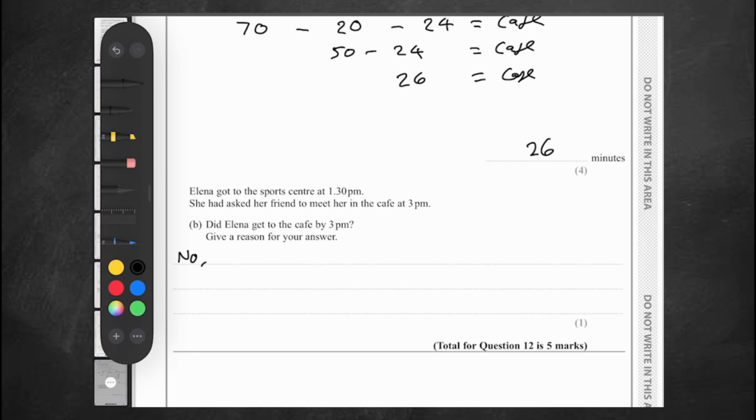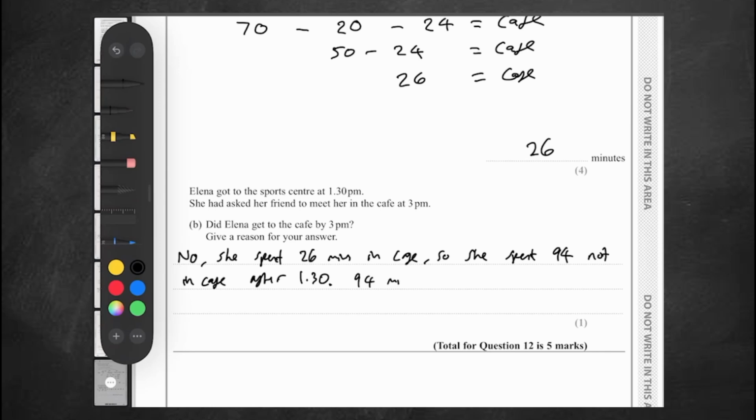No. She spent 26 mins in cafe, so she spent 94 not in cafe after 1:30. 94 mins after 1:30 would be 3:04, so she would be 4 minutes late.